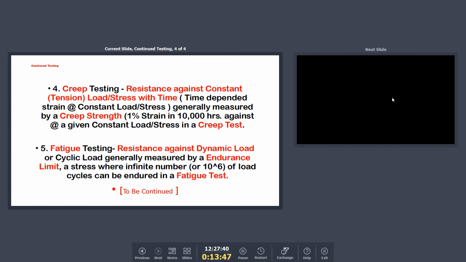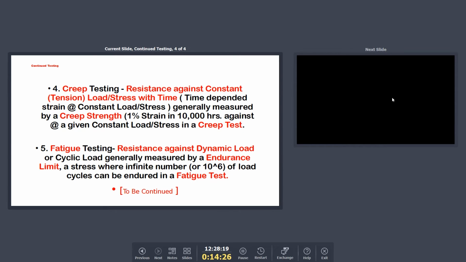Next, we come to the creep testing. What is creep? Creep means simply slow moving over the surface. In the earlier tests, whether it is hardness, tension, or impact, the time is not considered. But now in creep testing, we must consider the time.